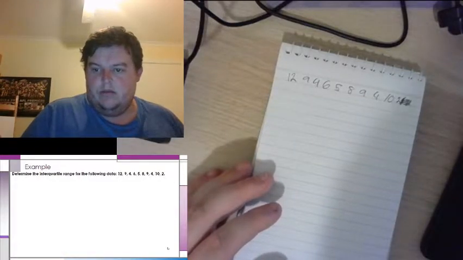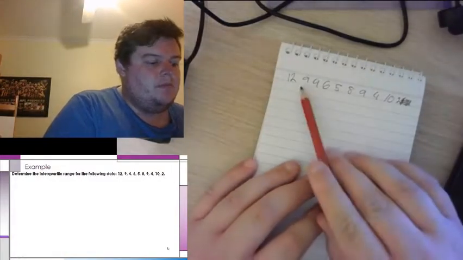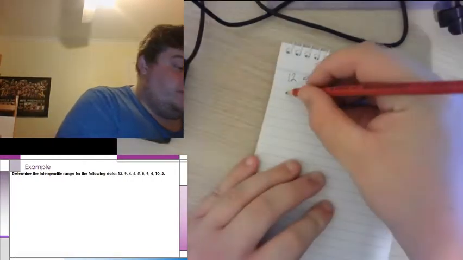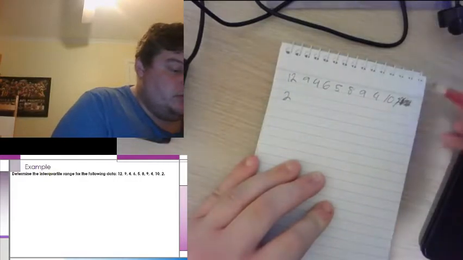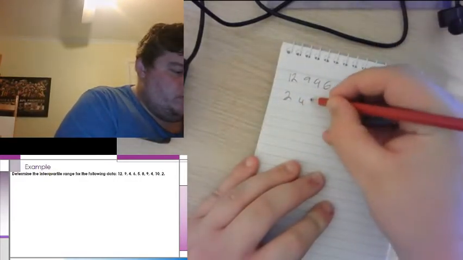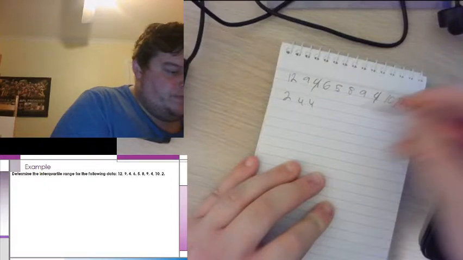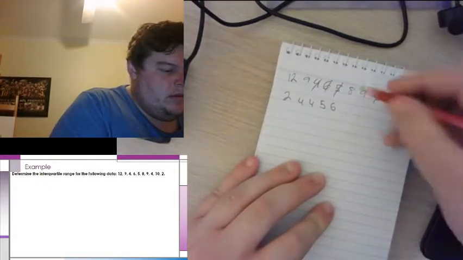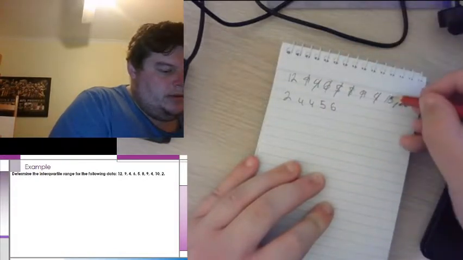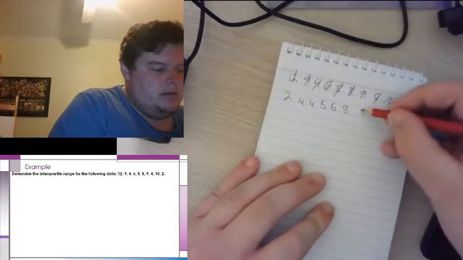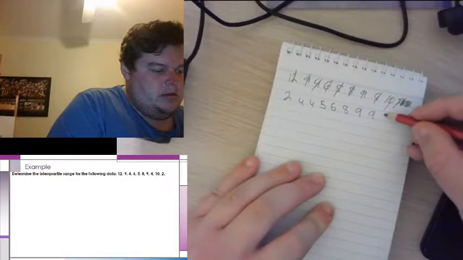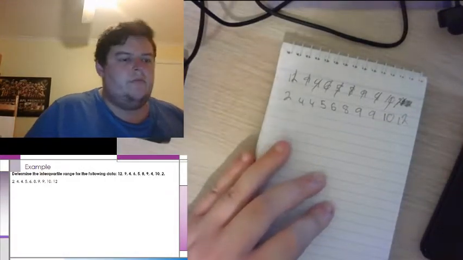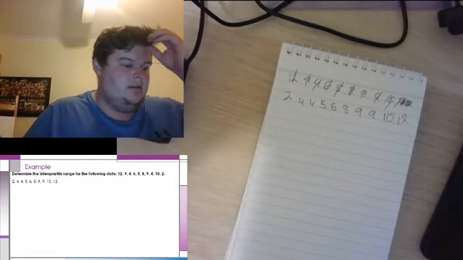Alright, so first thing I have to do is find the median. To do that I have to put this data in order, so I'm going to do that first. 2, 4, 4, 5, 6, 8, 9, 9, 10, 12. Hopefully I got that right. 2, 4, 4, 5, 6, 8, 9, 9, 10, 12.